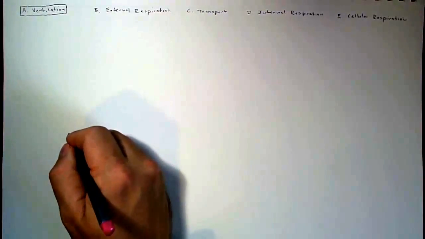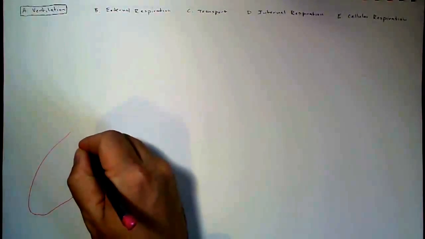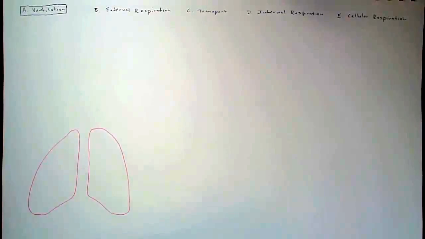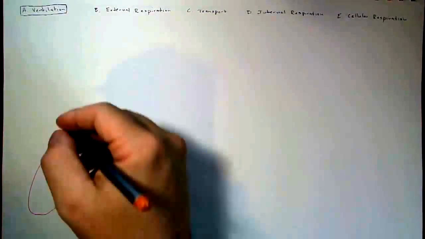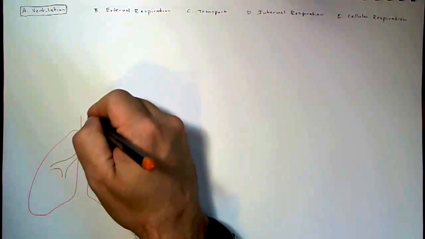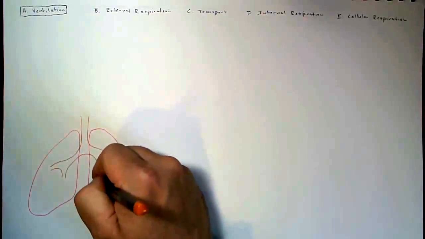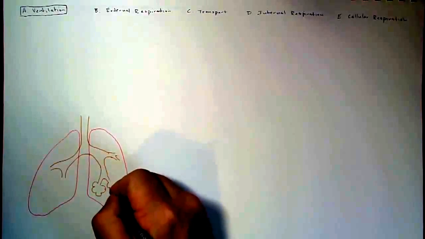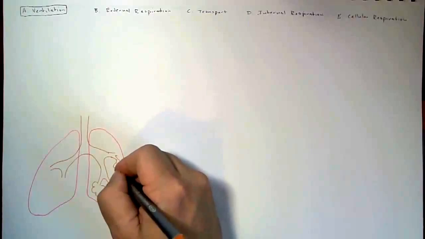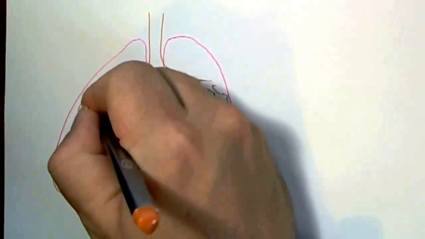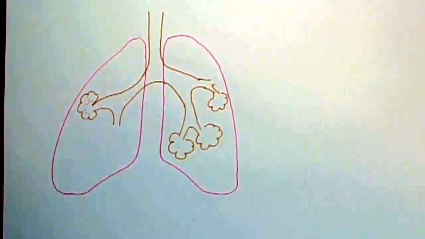One of the first things I need to do is just get some lungs drawn up, and I am not particularly artistic. So there's my lungs. Try and draw some bronchioles. Give myself some alveoli. Obviously these are a lot bigger than they would actually be in the lungs, but I just want to draw them out. So these are the tiny air sacs that the air is inhaled into.